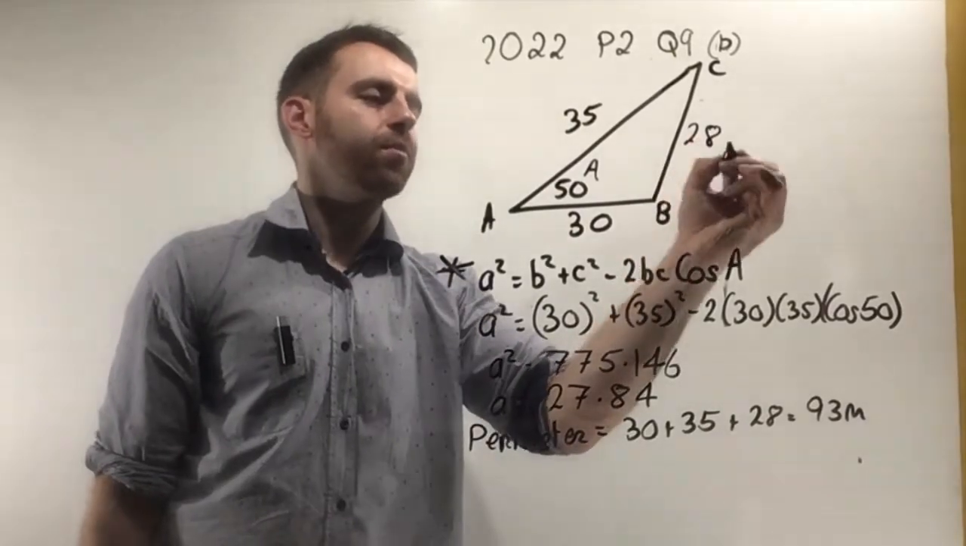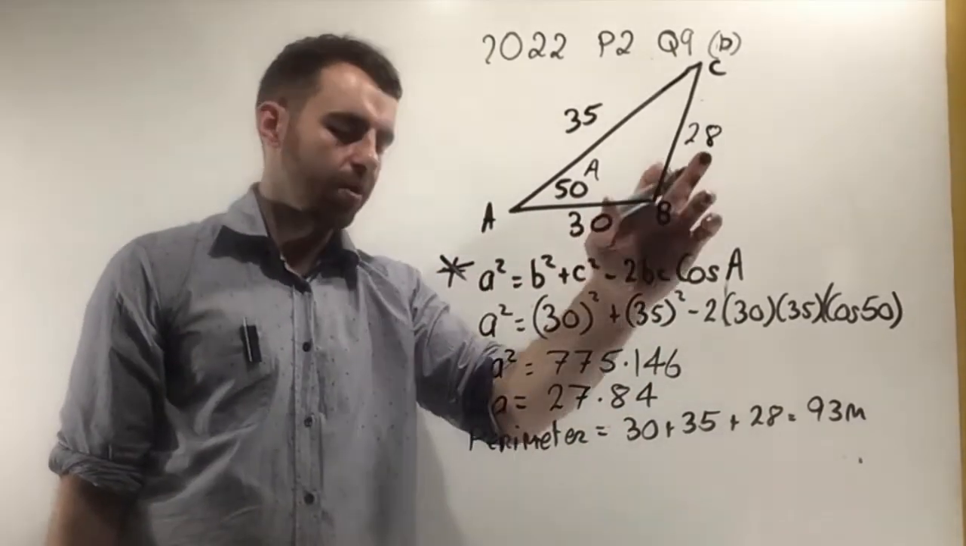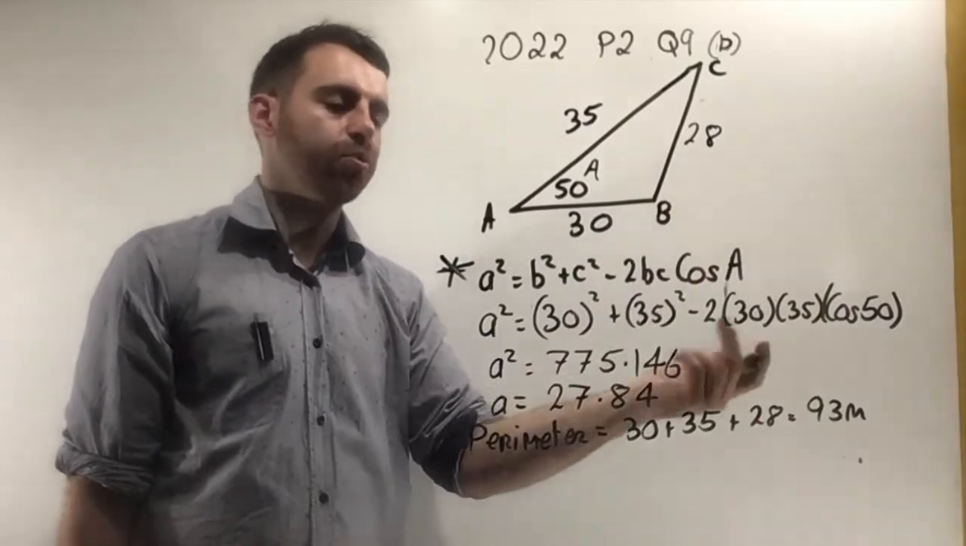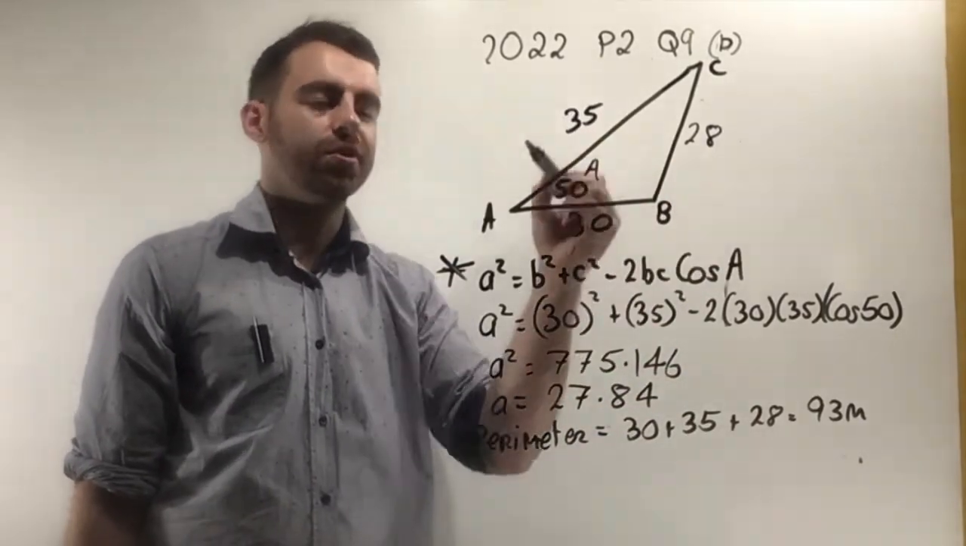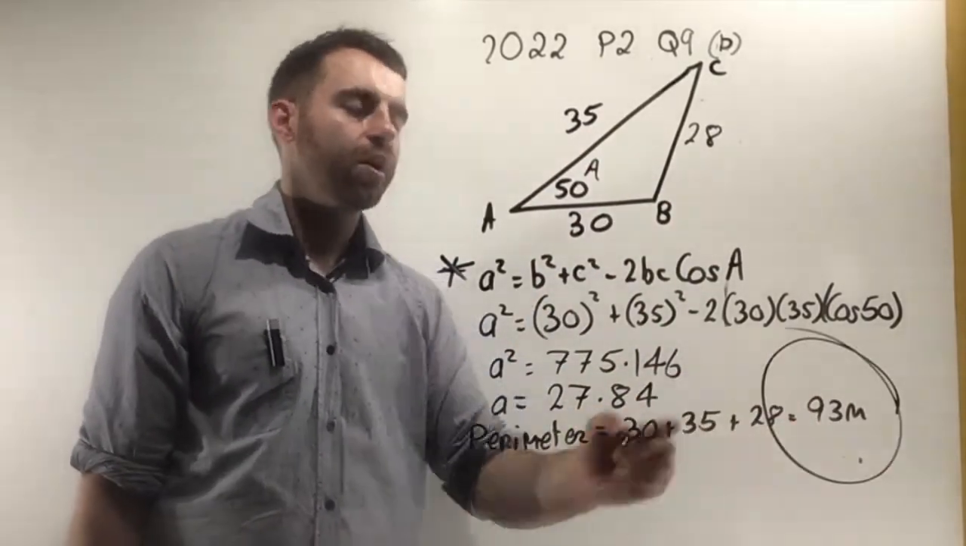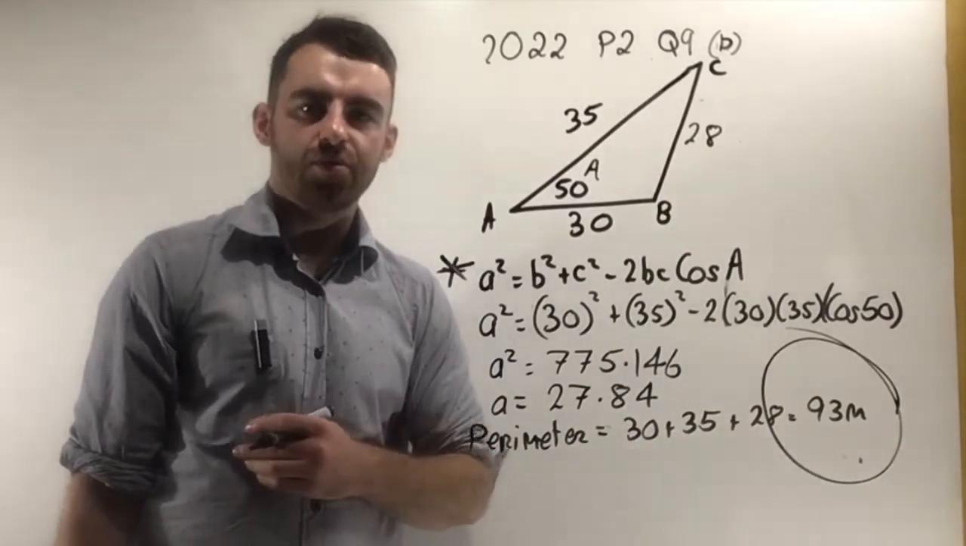The question is asking me to leave it to the nearest meter, so I round it off to 28 meters. To get the perimeter then, it's just 30 plus 28 plus 35, and you get your final answer. The perimeter of the field is 93 meters.